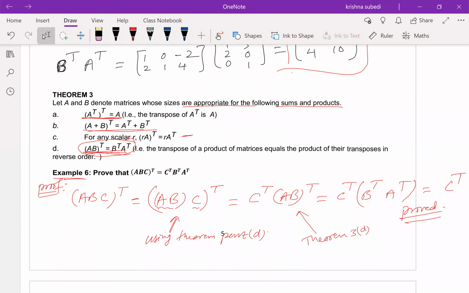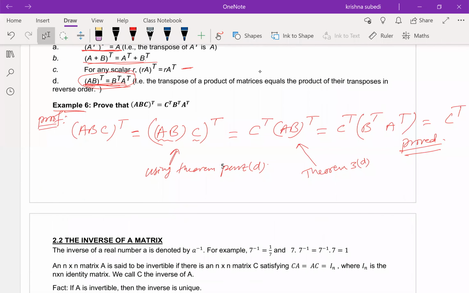Otherwise, we move to section 2.2 for the next 10 minutes or so, and then we take a break, second break, coffee break. But at this time, we'll be talking about the inverse of a matrix in section 2.2. Do you have any questions, by the way, in this section 2.1?